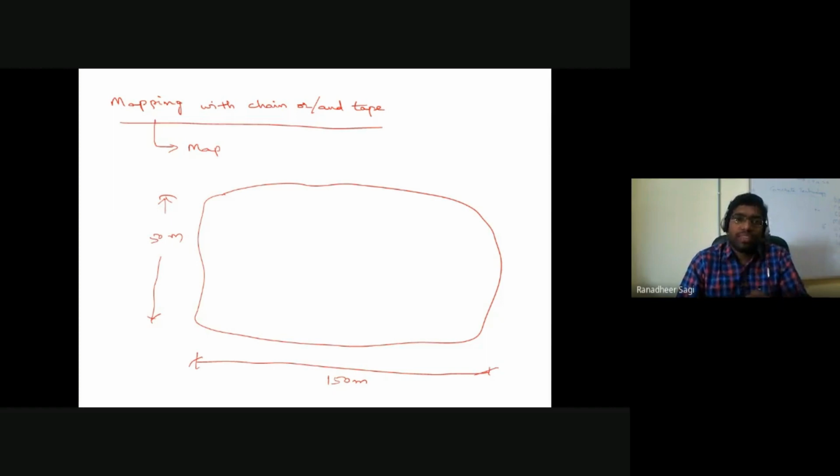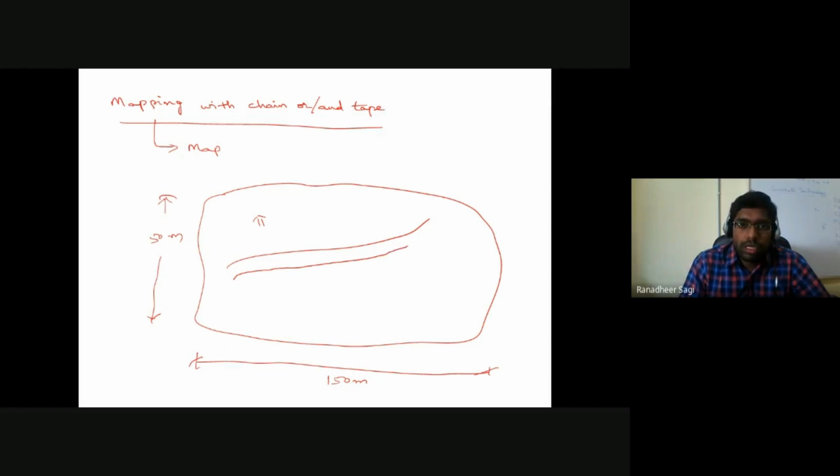Okay, let's say the field in which I am trying to carry out my survey contains various things. Let's say, for example, I have one house here, and let's say I have some road here, going something like this. This is the road we are looking at. Okay, and maybe I have some electrical poles in this direction. Okay, so electrical poles going in this direction.